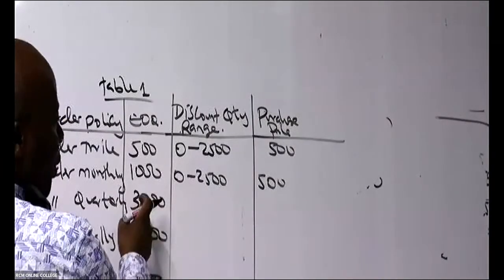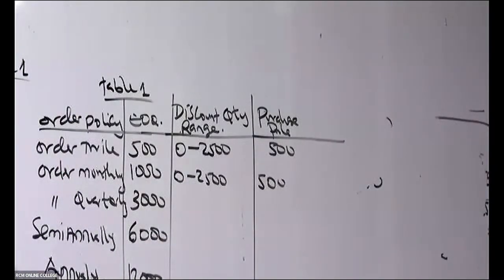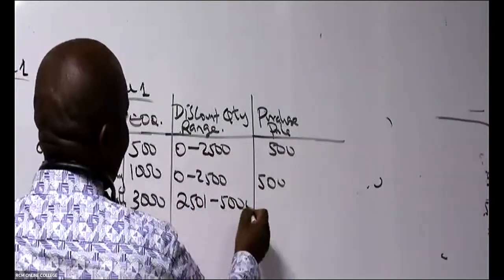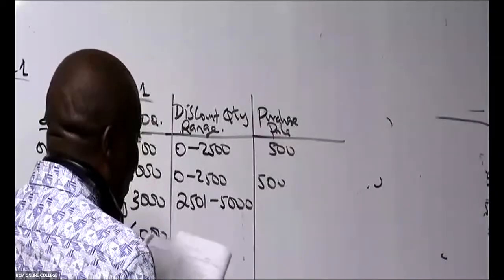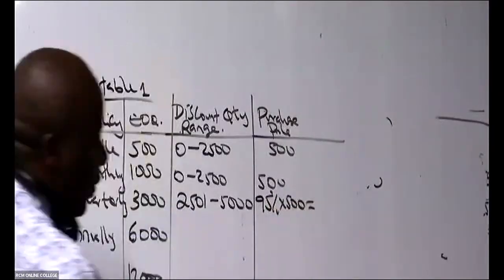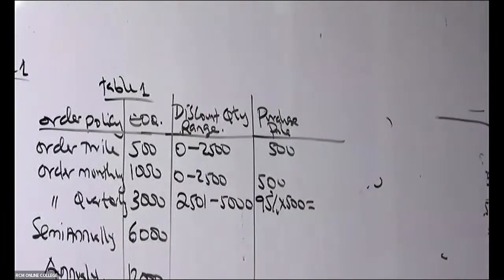But now when you come to this 3,000, it's in a different class. 3,000 is in a different class. So 3,000, they have told us a 5% discount is offered by the supplier of product X on the whole order where deliveries are 2,501 to 5,000. So then in this case here, this is a 5% discount. So we are being given this at 95% of 500. So is there somebody who can give us this answer? Shayla already has an answer.